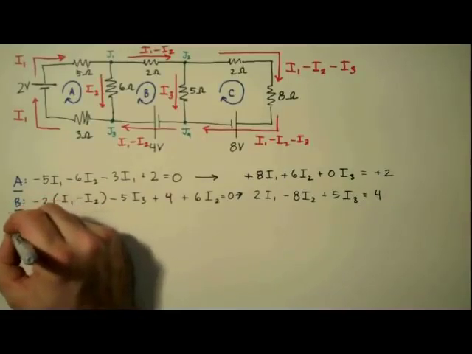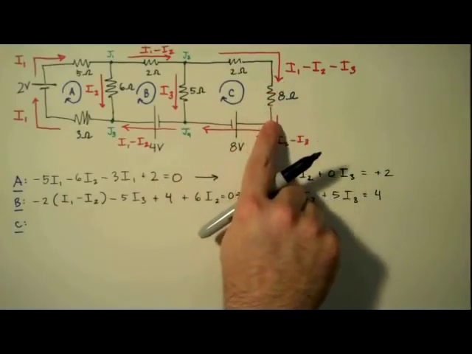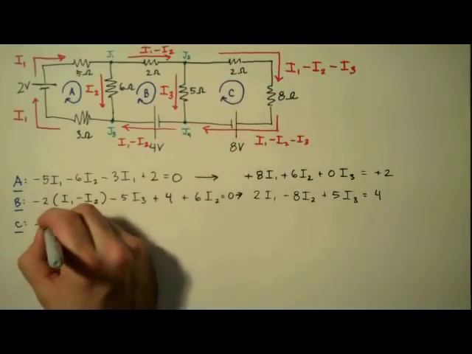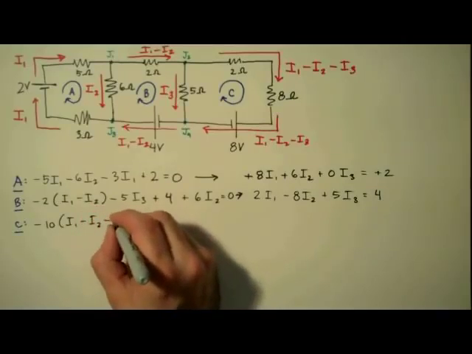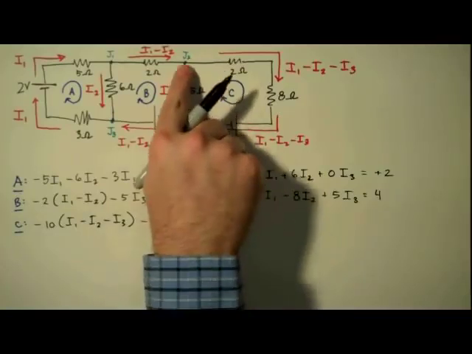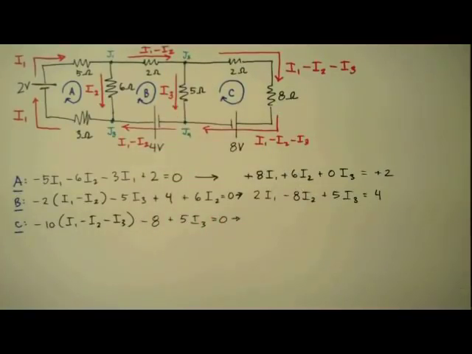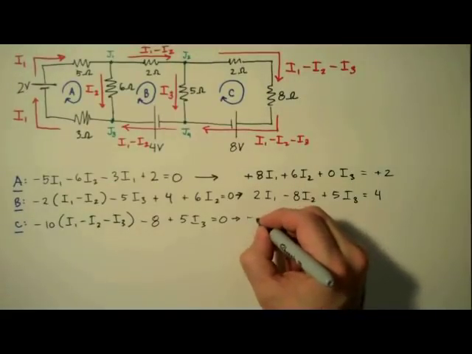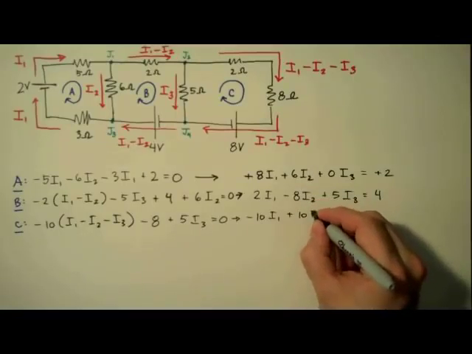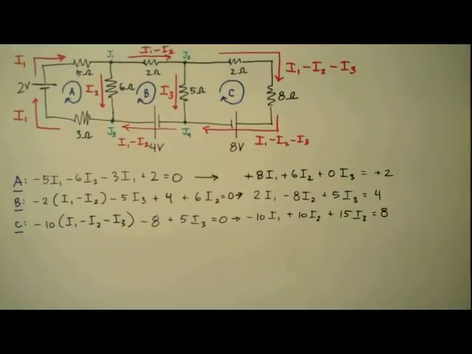Okay, now we apply the loop rule to loop C. And the 2 ohm and 8 ohm resistor, I'm going to combine as a 10 ohm resistor. So we get minus 10 times I1 minus I2 minus I3 minus 8 plus 5I3 equals 0. We'll distribute and combine like terms, and this equation simplifies to negative 10I1 plus 10I2 plus 15I3 equals 8. Wonderful. We have 3 equations and 3 unknowns.